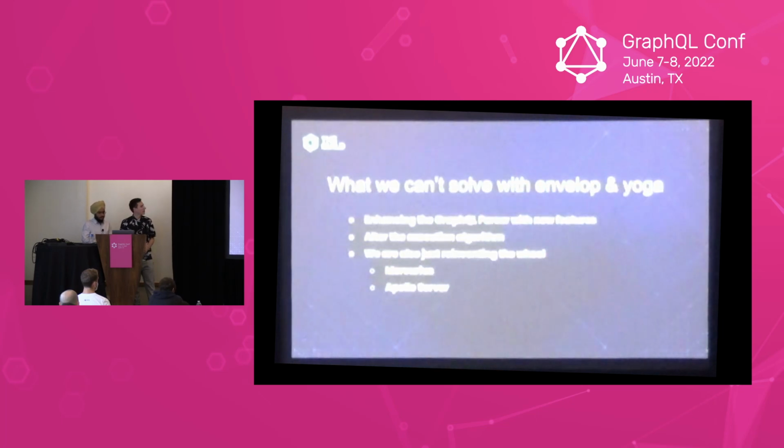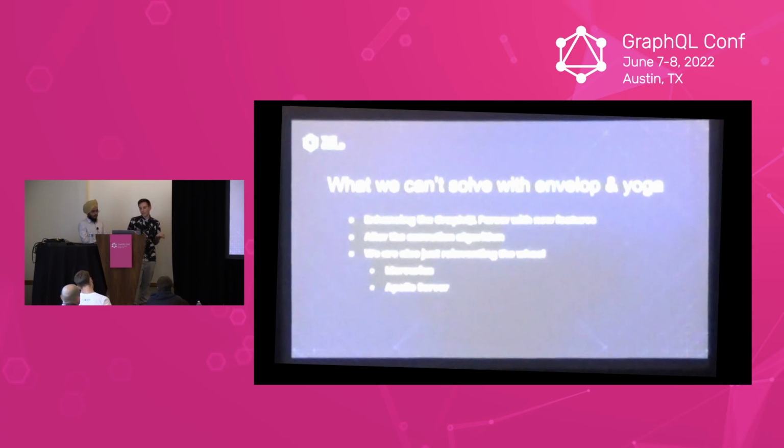So I already said a bit, what can't we solve with Envelope and Yoga? Basically, enhancing the GraphQL parser with new features is impossible. As Sahaj already said, we have customers that want to use defer and stream. We have customers that want to use oneOf. How can we provide them a way of using those experimental features in an easy, convenient way, although they're not already part of the spec?